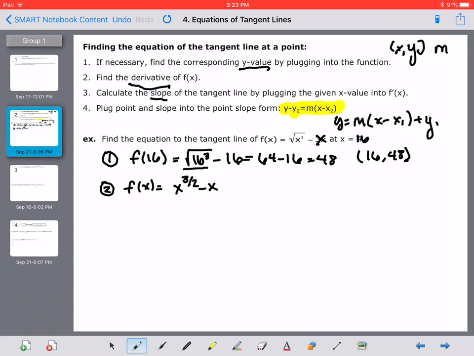Now that it's in power form, I can take the derivative. So f prime of x equals, and I can use the power rule here. When I subtract 1, I get a 1/2 minus 1.